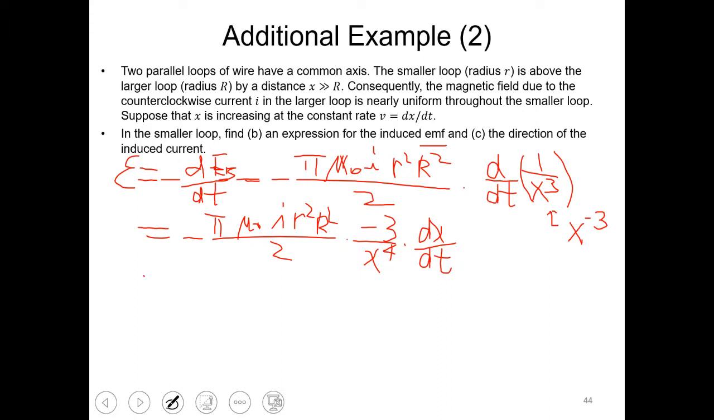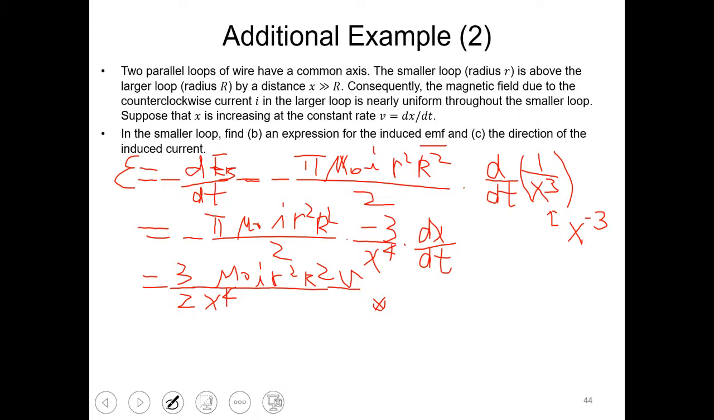So finally, the answer will be 3/2 mu 0 I r square R square over x to the 4th power times v, and this is the answer for B.